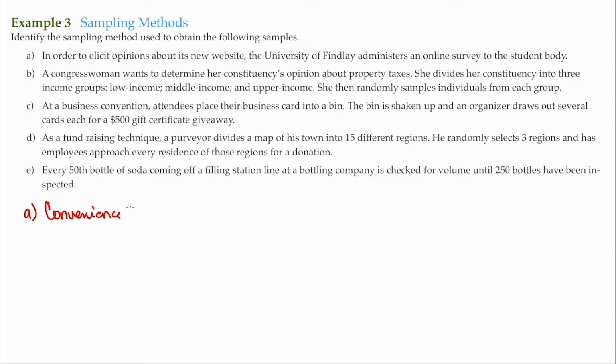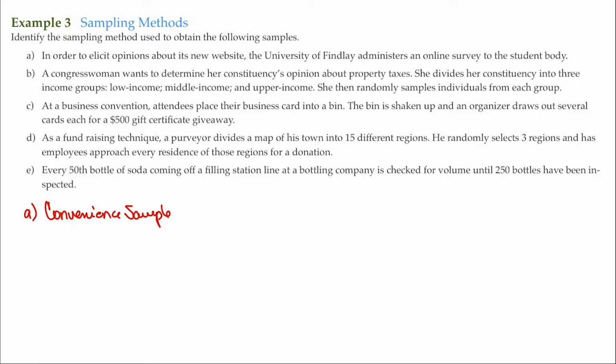A convenience sample is a sample that's easily obtained. How we can tell that this is easily obtained is that Findlay just went ahead and put some sort of survey or poll on its website, and you can just volunteer if you wanted to answer the poll. So that's a sample that's easily taken.